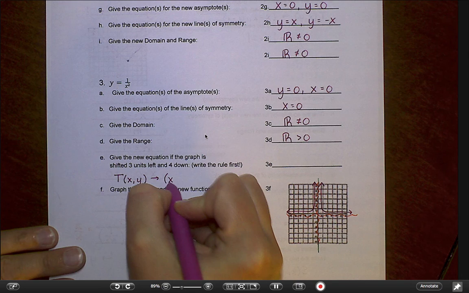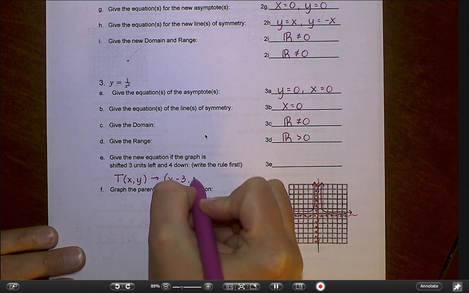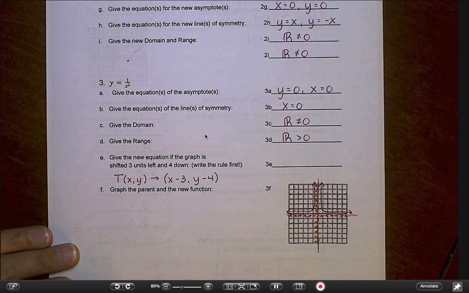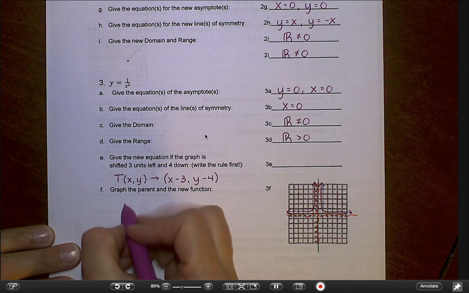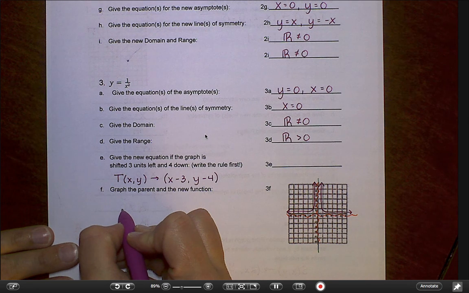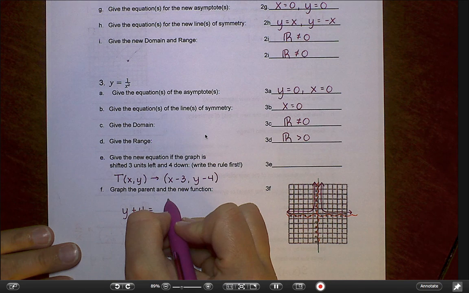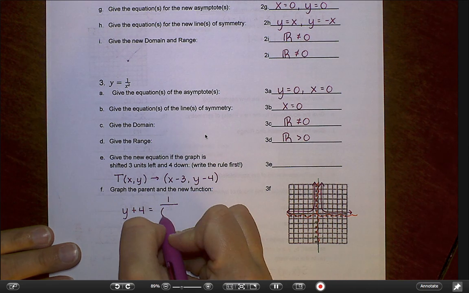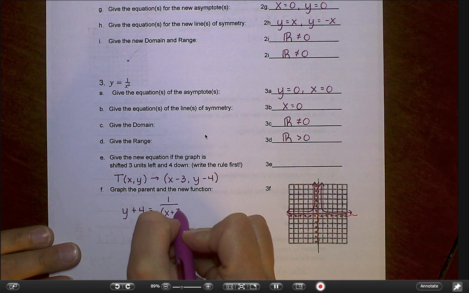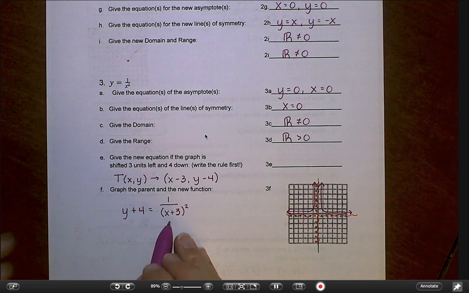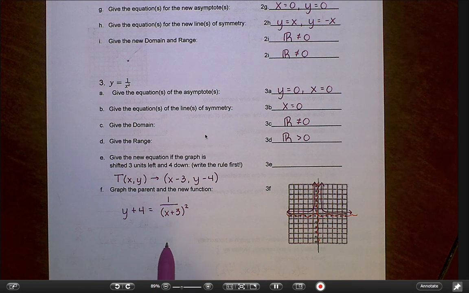3 to the left would be x minus 3. 4 down would be y minus 4. Okay, and so in my equation, I'll do my rough draft down here. I'm going to have y plus 4 over here, and then 1 over, and with the x, we want an x plus 3, with the square on the outside. So that plus 3 is directly attached to the x, before it gets squared, before anything else happens to it.